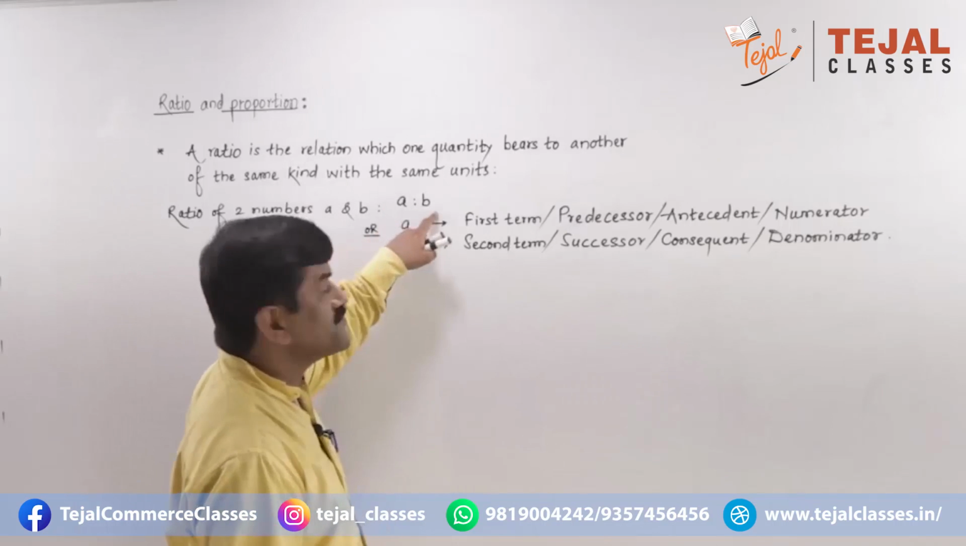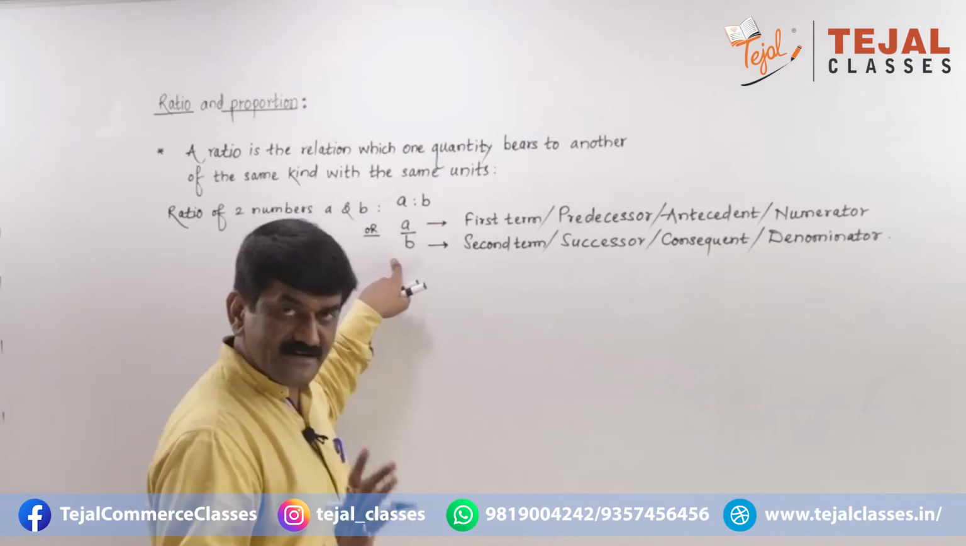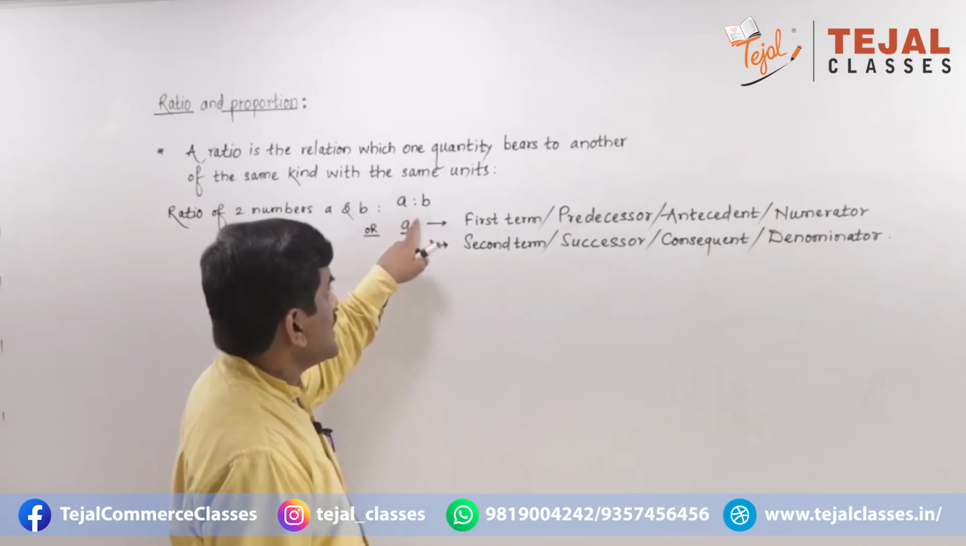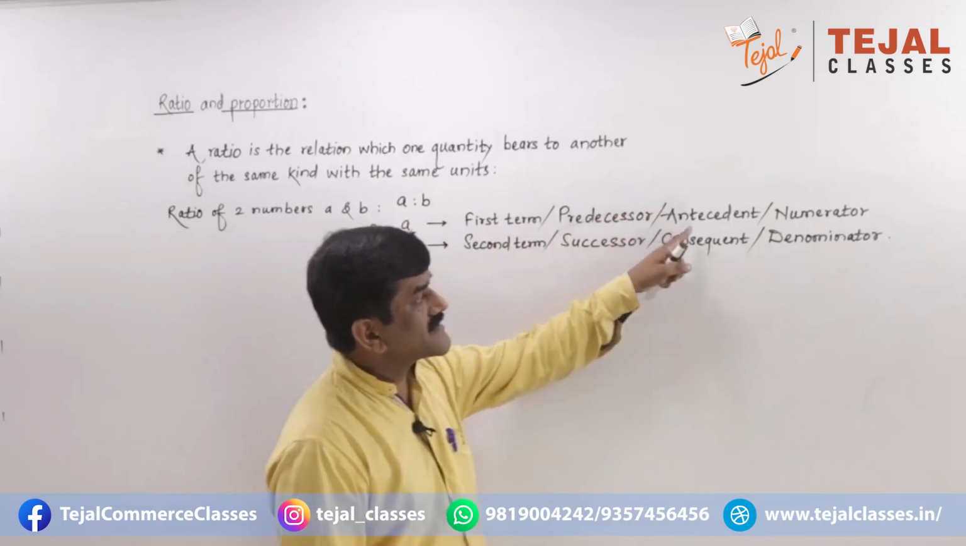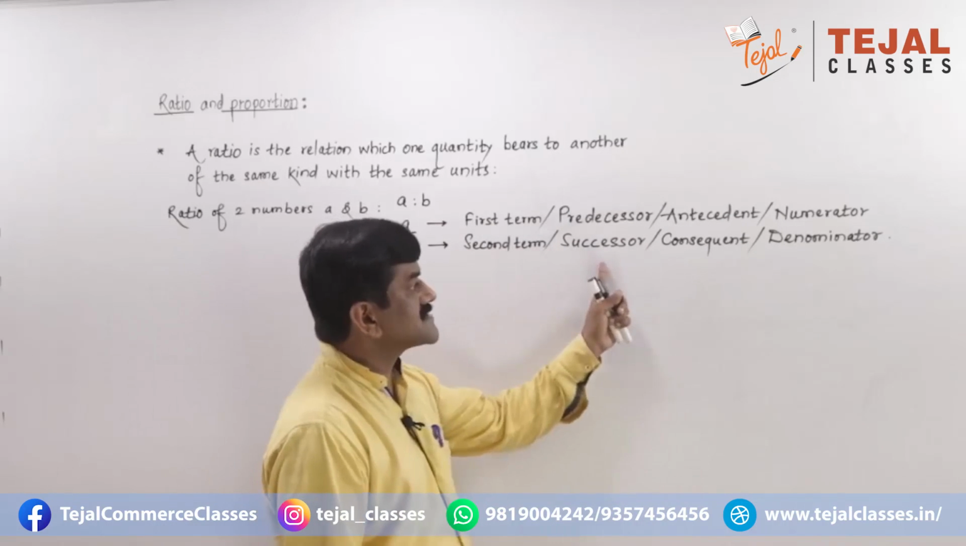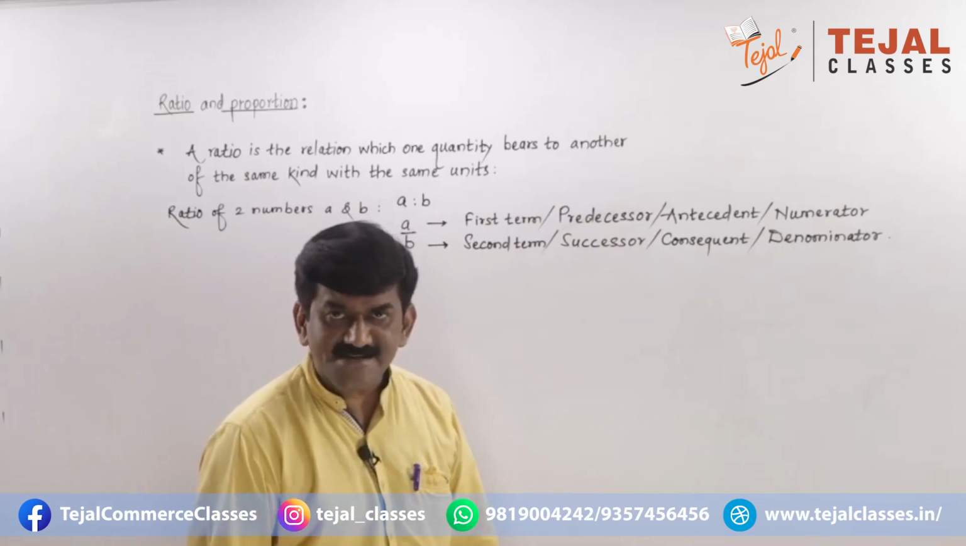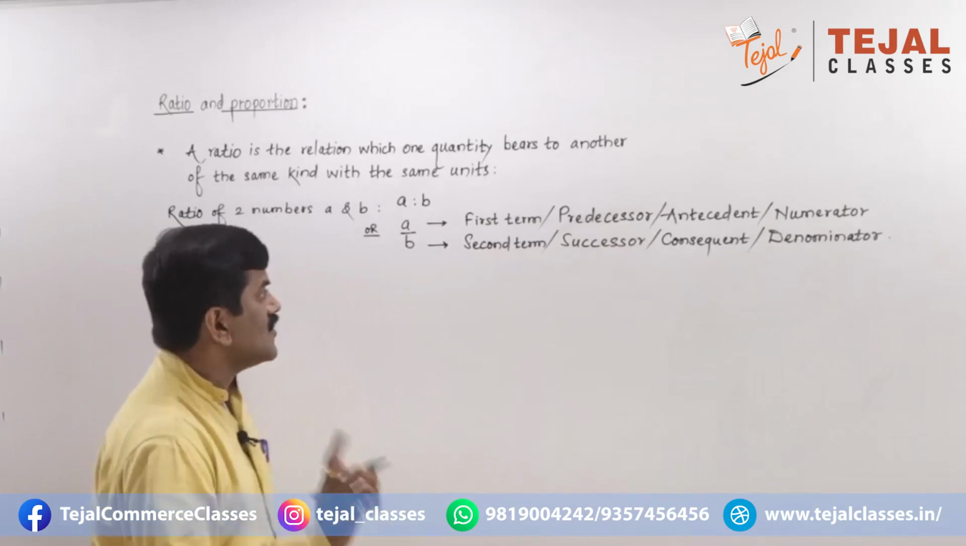A is to B, it is ratio. A upon B, it is fraction. A: first term, predecessor, antecedent or numerator. B: second term, successor, consequent or denominator. Is it clear? Now, observe carefully.